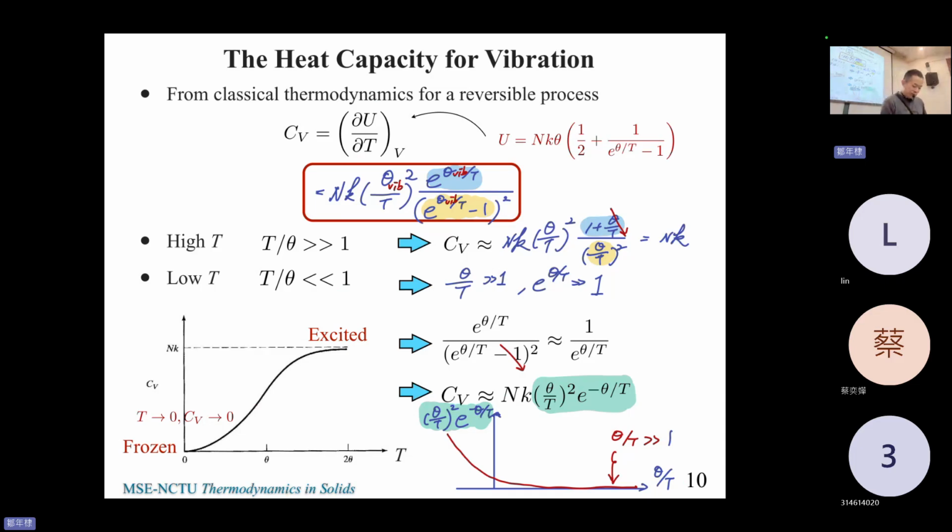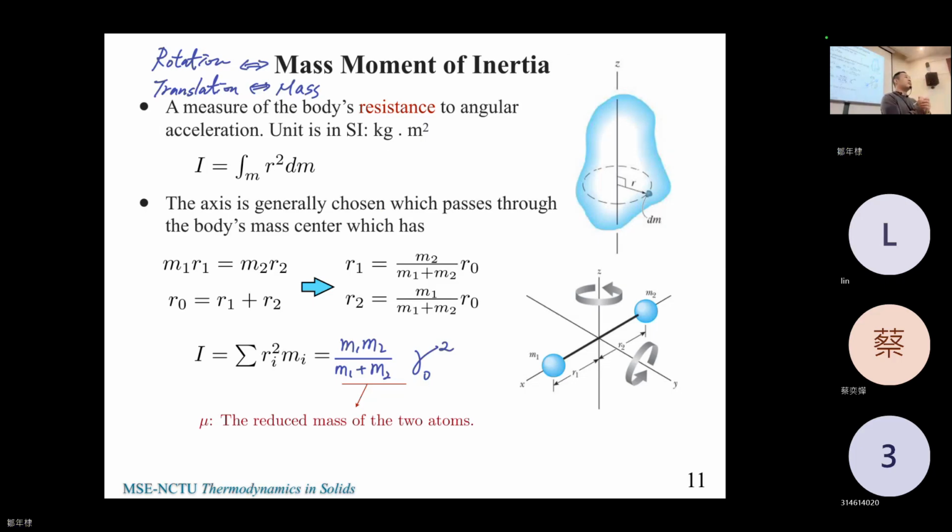Okay, so remember this green highlighted function. Remember that when theta over T is much greater than 1, it will become 0. Just remember this, and then we will use that later quite frequently when we see this highlighted in the green. Okay, no problem.